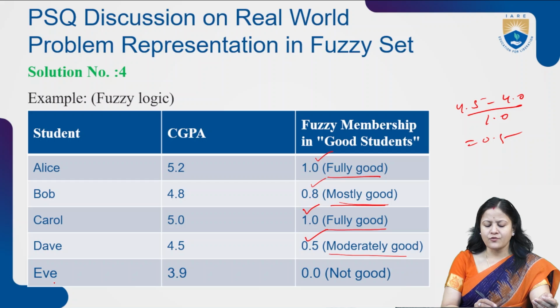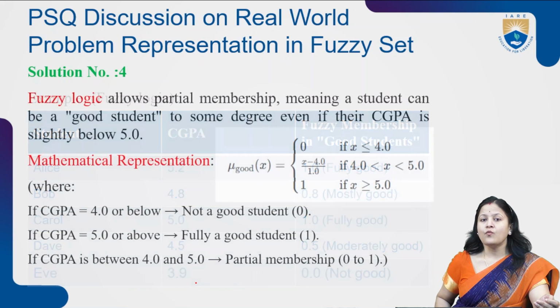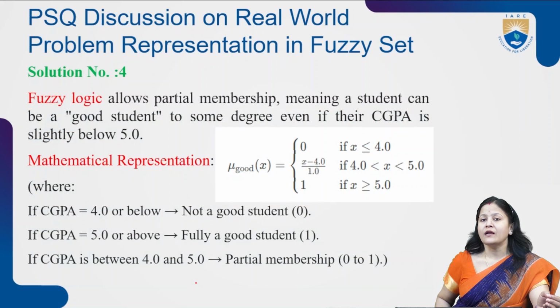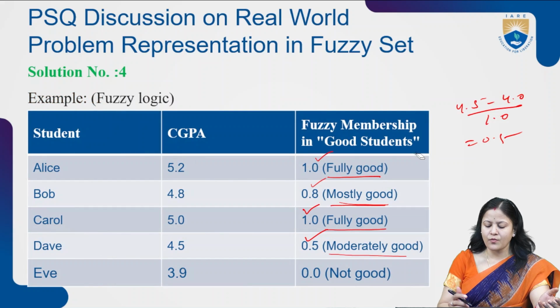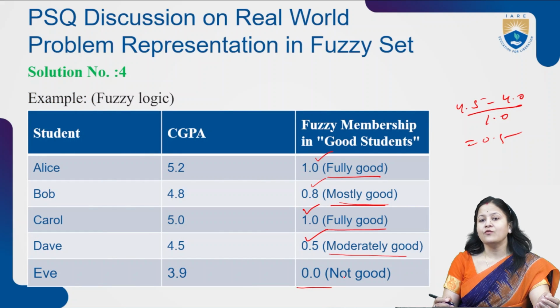And for the last student, whose CGPA is 3.9, less than 4. As per the formula we have defined, if any student scores less than 4, then the membership value will be considered as 0. This one, same thing. So that comes under that formula. So here the membership value would be 0, which is considered as not good.